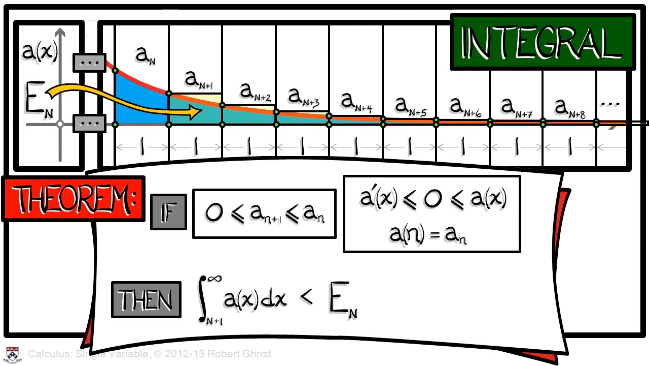Specifically, if one integrates as x goes from n plus 1 to infinity, then that is a strict lower bound for e sub n. Now that's not optimal. We tend to want an upper bound for the error. But note what we can do if we slide everything over by 1 unit. Then the appropriate upper bound for the error is the integral of a of x dx as x goes from n to infinity. This is remarkable in that we get a bound in both directions.